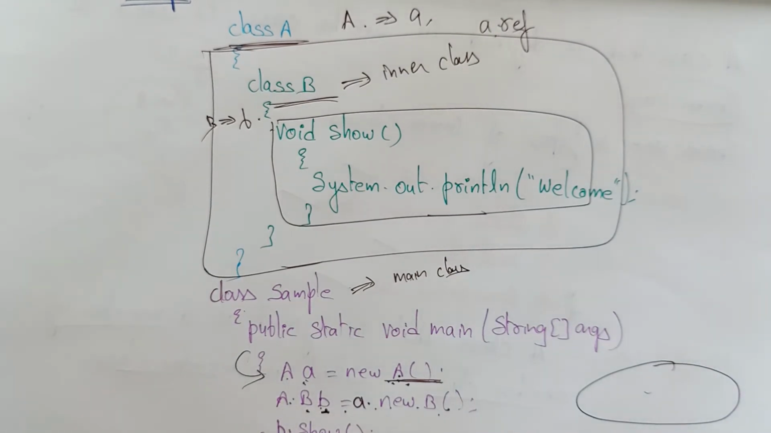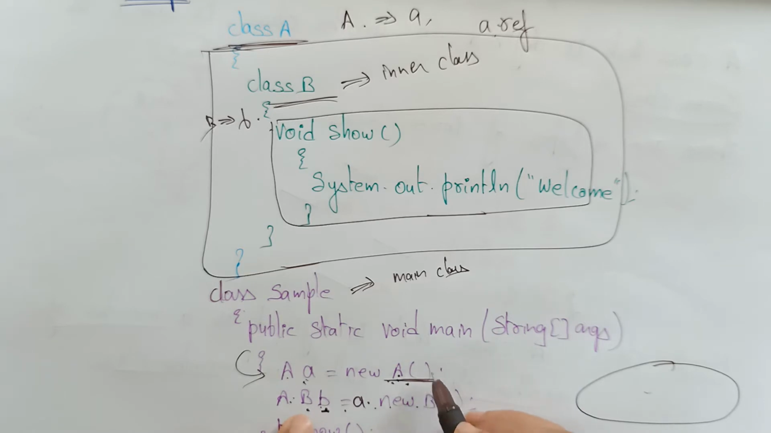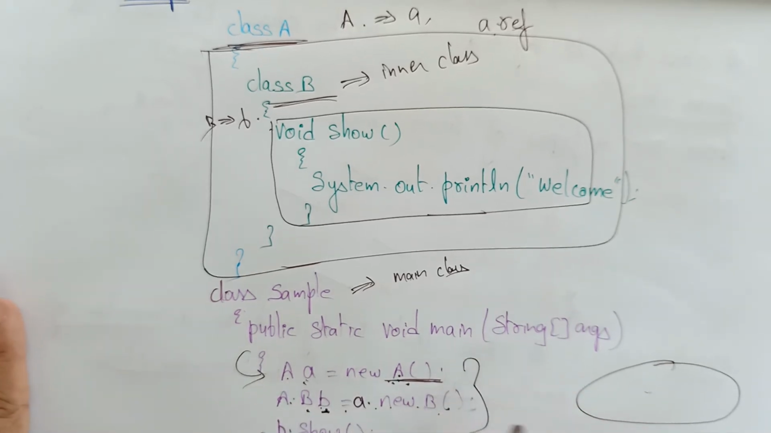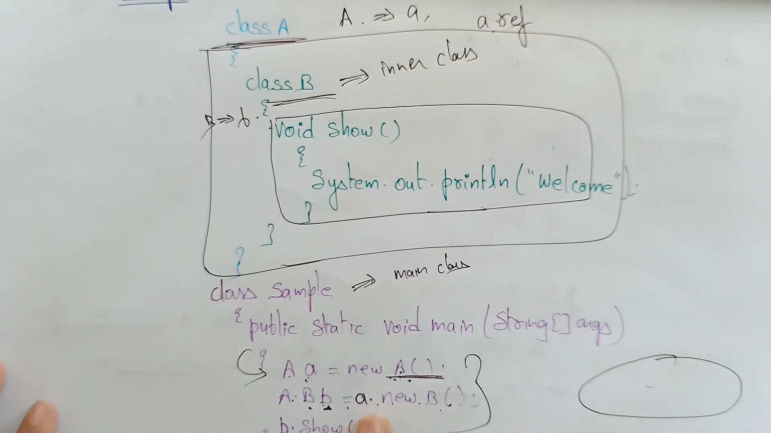This is a member class. What I said: a class that is defined as a member of another class, a member of another class, that you call a member class. So here, instead of writing these steps, these three steps can be written differently.